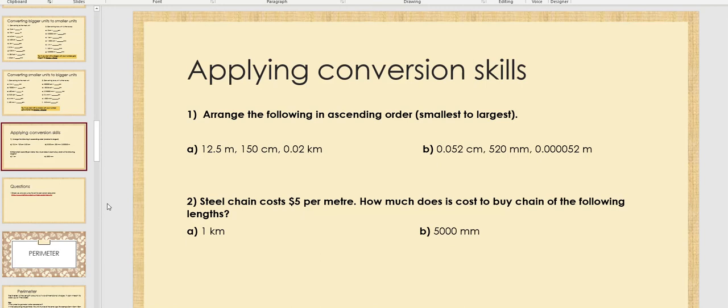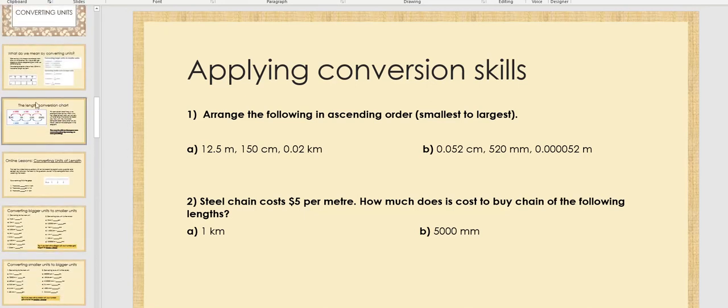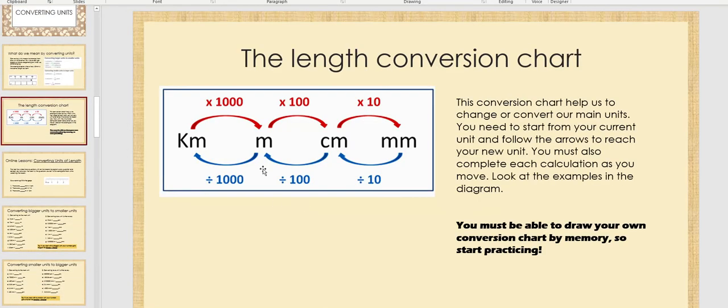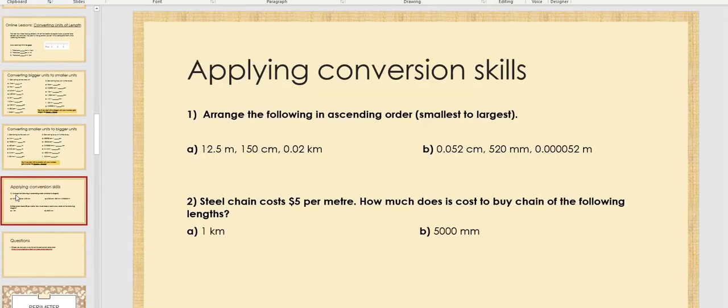Hi, this session is on applying conversion skills. So we have learned how to convert units using tools like our conversion chart. And now let's actually apply it to some real life problems.